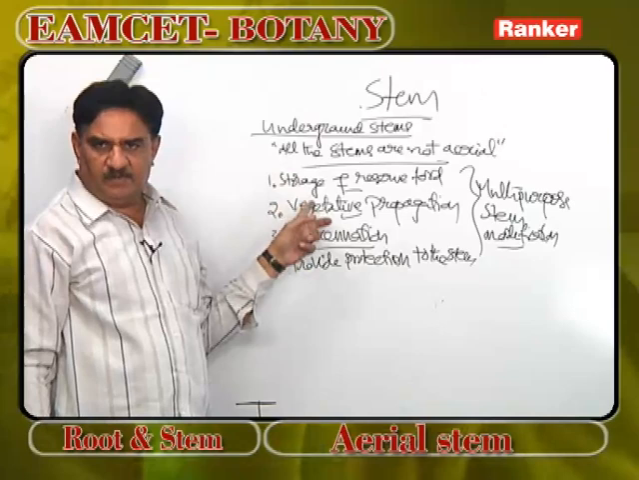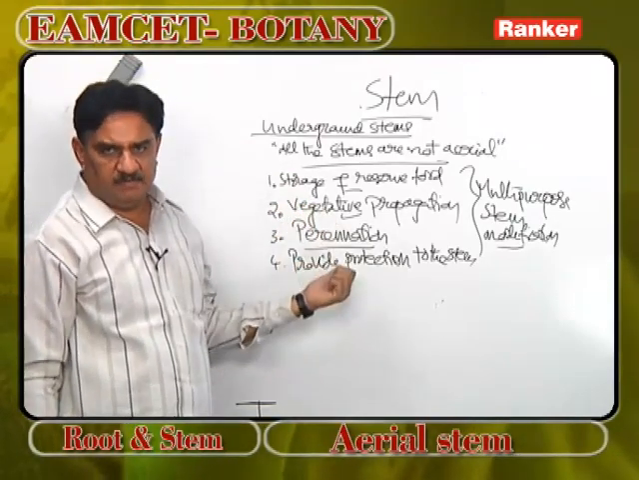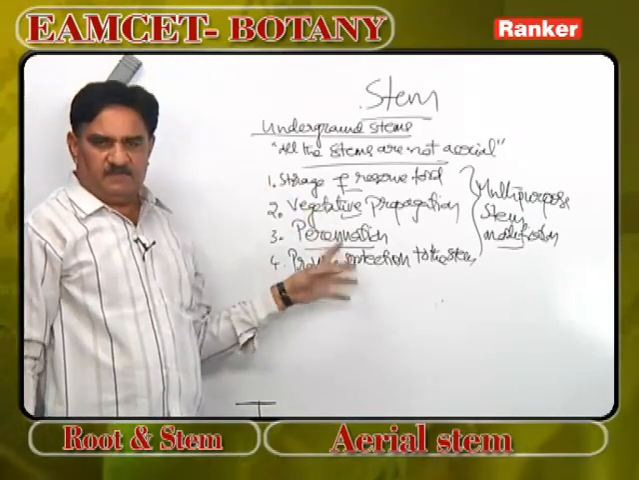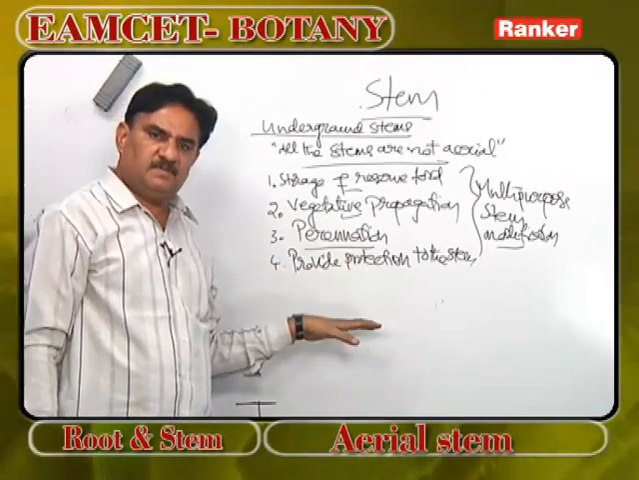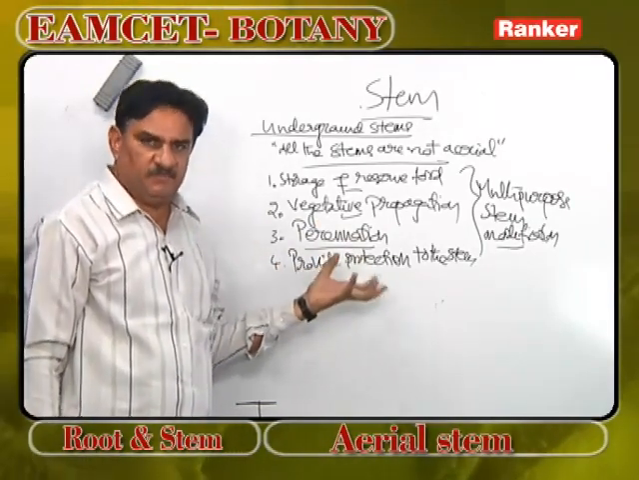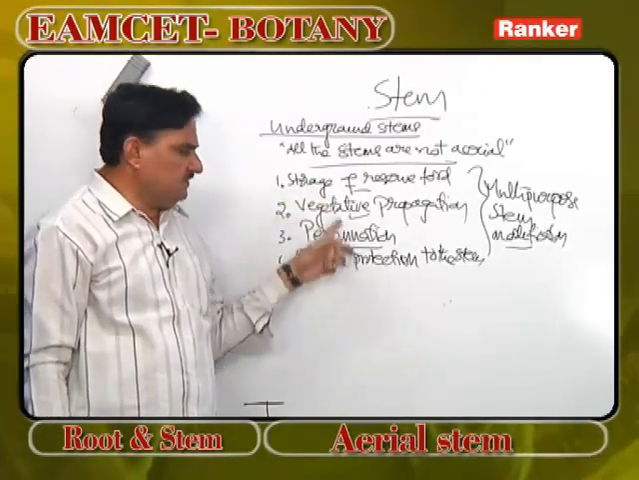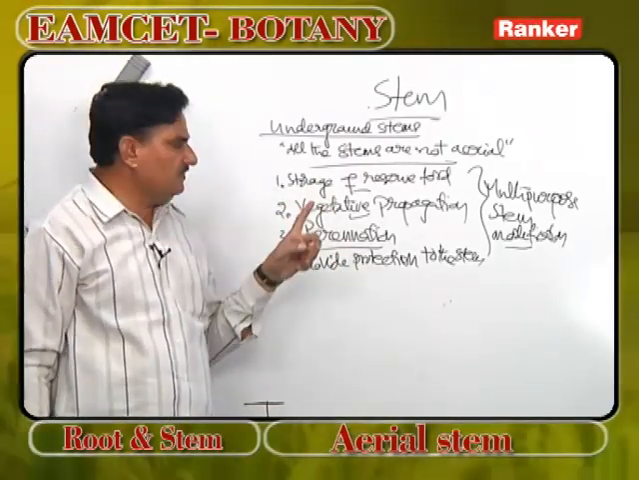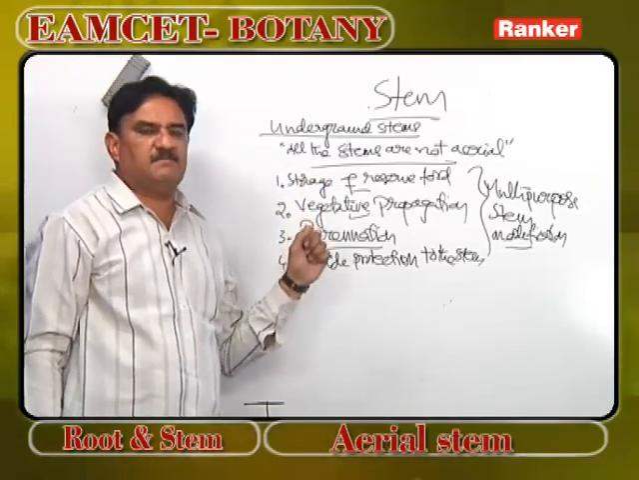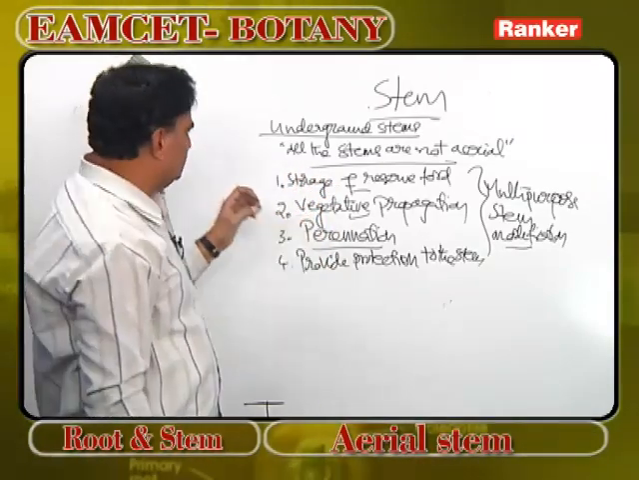Thorn helps only in protection. Hook helps only in climbing. Phylloclad and cladophyll perform photosynthesis. Tuberous stem stores only food. And bulbils help in storage of food and vegetative propagation. So, these many functions performed by one modification, that is why underground stems are popularly called as multi-purpose stem modifications.